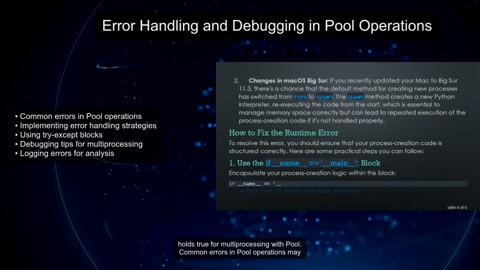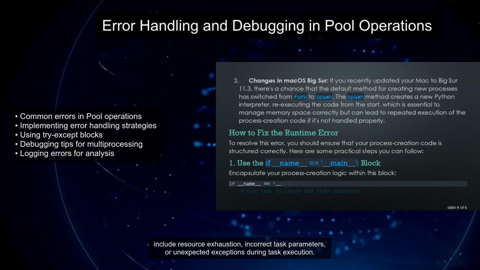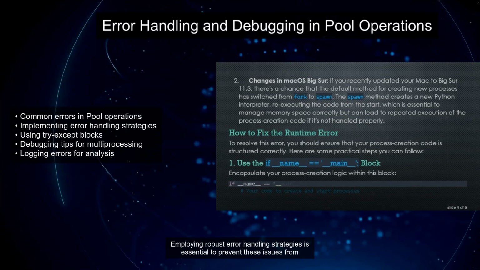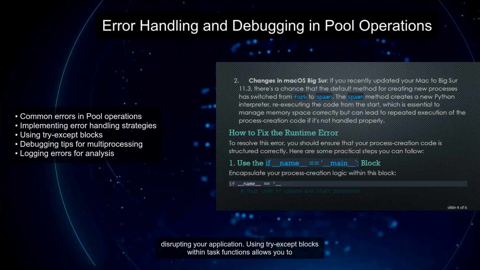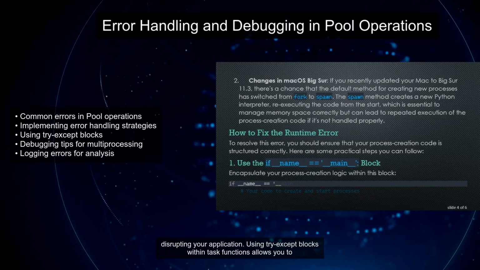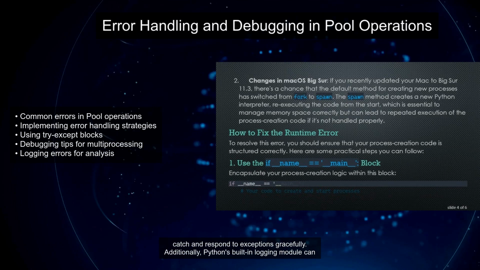Common errors in pool operations may include resource exhaustion, incorrect task parameters, or unexpected exceptions during task execution. Employing robust error handling strategies is essential to prevent these issues from disrupting your application. Using try-except blocks within task functions allows you to catch and respond to exceptions gracefully.